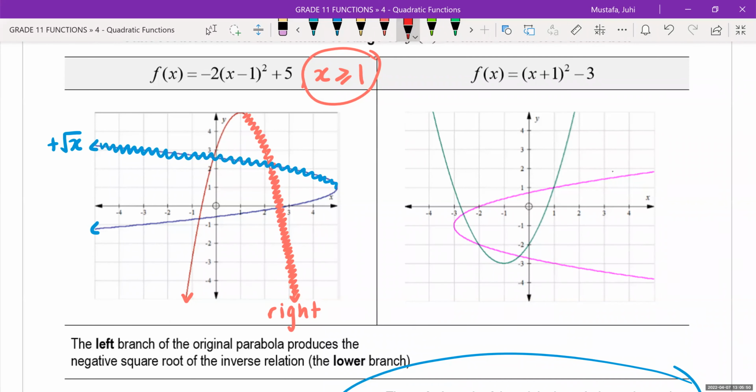Okay, the other rule is, let's say instead of x is greater than or equal to 1, I'm going to say, no, I only want you to draw x is less than or equal to 1. So that means I'm forcing you to draw this part of your parabola, just the left-hand side.